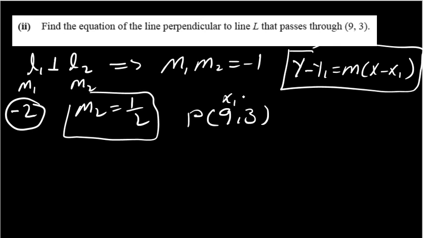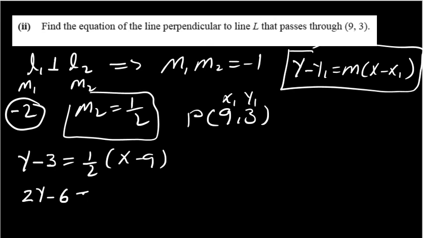This point we can take as x1, y1, and the slope we got already. Therefore, let us replace: y minus y1, which is 3, is equal to 1 over 2 in bracket x minus 9. Then multiply by 2 on both sides. The reason to remove this 1 over 2 is that when you multiply, it will be 2y minus 6 is equal to, this one you need to multiply by 2.